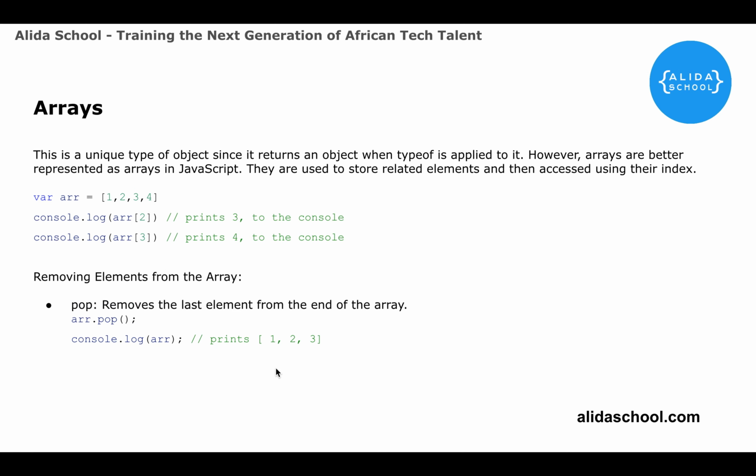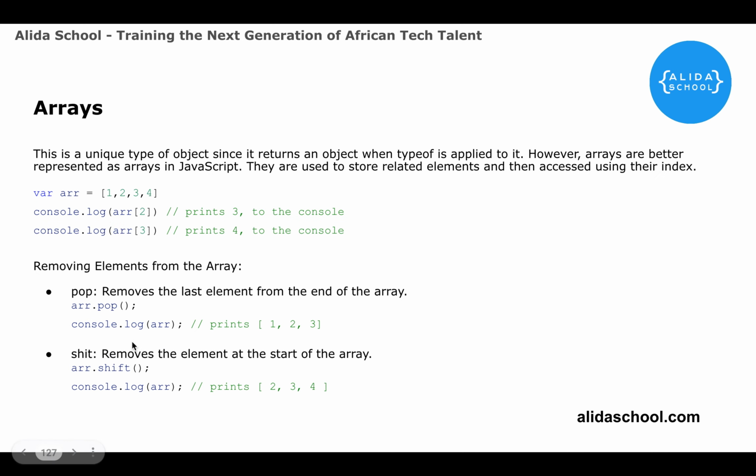Removing elements from an array. Previously, we learned how to add elements, but now we are going to learn how to remove elements from the array. As simple as calling array.pop removes the last element from the array. For example, if you are calling array.pop, it's going to remove 4, thereby exposing just 1, 2, 3 as the values of the array. Using shift also removes the element at the start of the array.